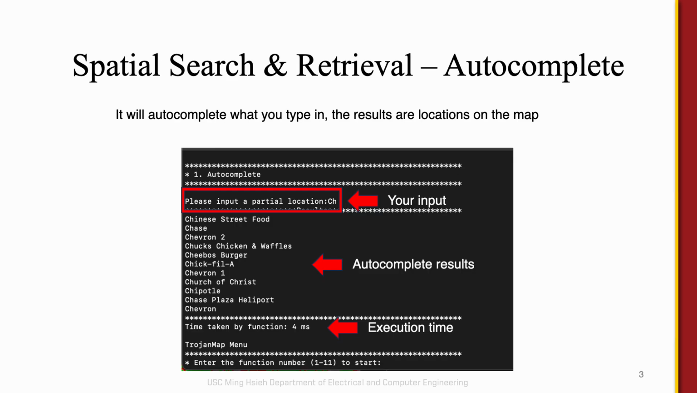For spatial search retrieval, the application supports autocomplete functionality, allowing users to quickly find locations by typing partial names. For example, if you enter "CH", the system will suggest locations like Chick-fil-A, Chevron, Chipotle, whatever location has the prefix of the input.